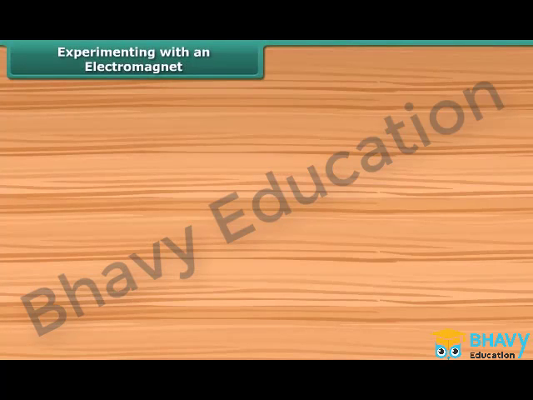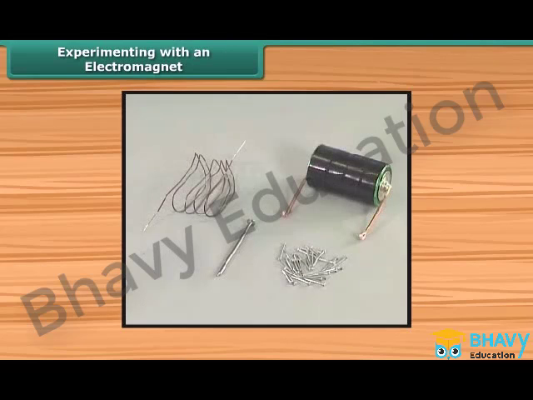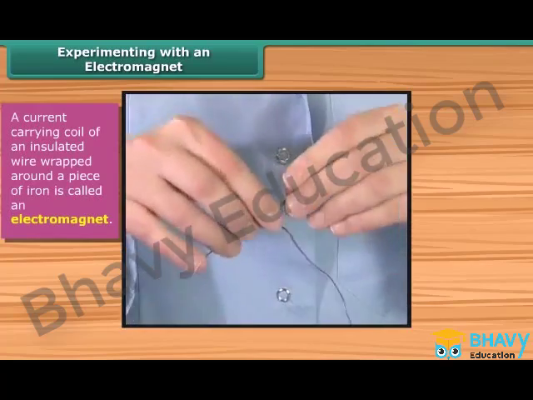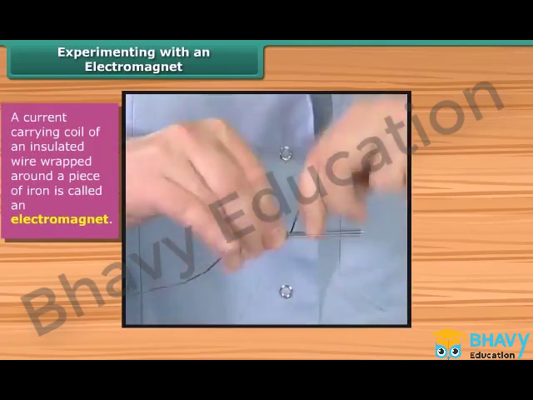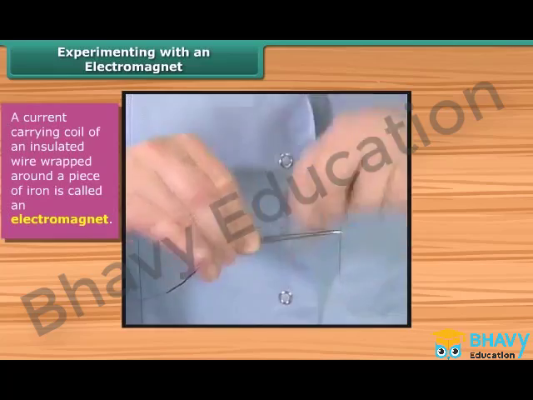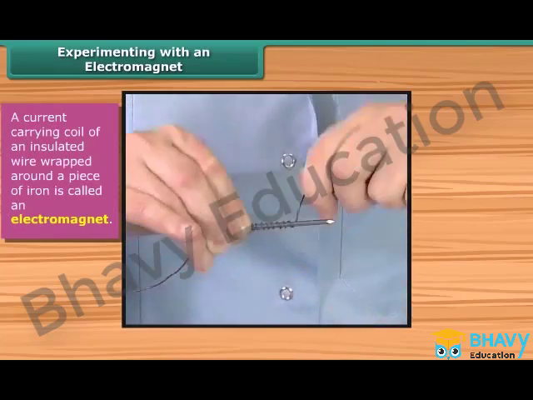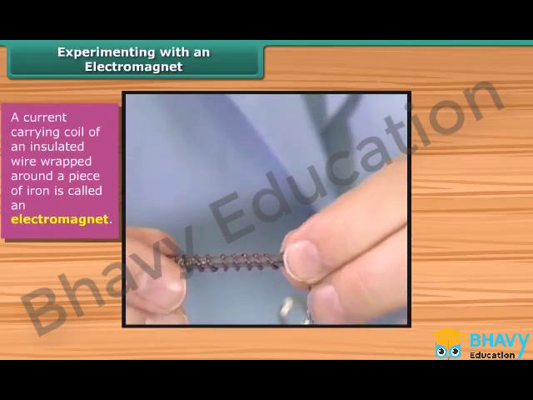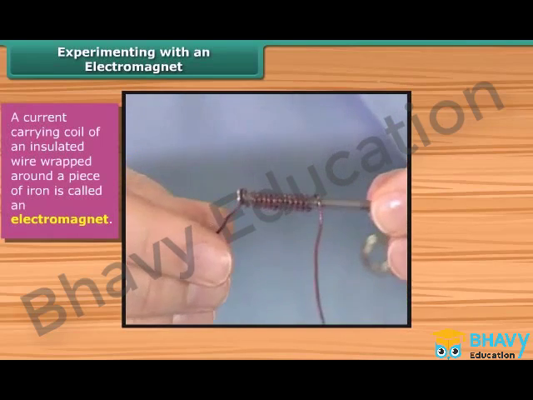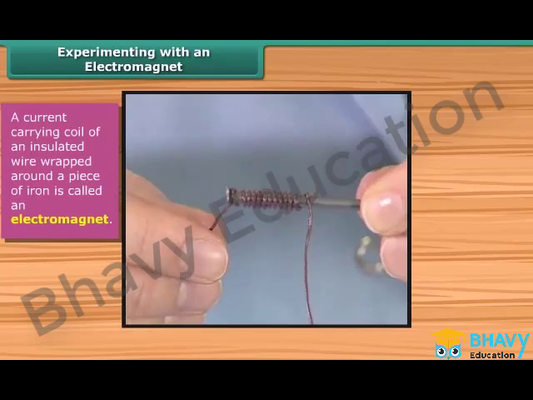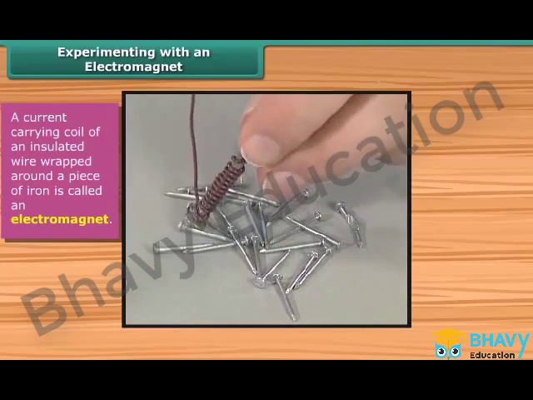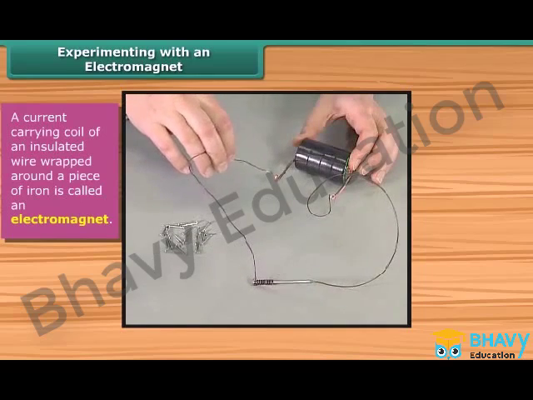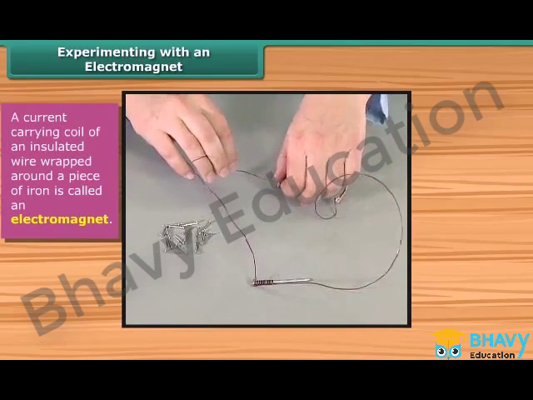Let's perform a simple activity to show the magnetic effect of current. Take a long piece of flexible wire and wrap it around an iron nail. This forms an electromagnet. Connect the free ends of the wire to the terminals of a cell through a switch. Now, place some pins near the end of the nail and switch on the current. We see that the pins cling to the tip of the nail. When the current is switched off, the pins no longer are attracted to the nail.